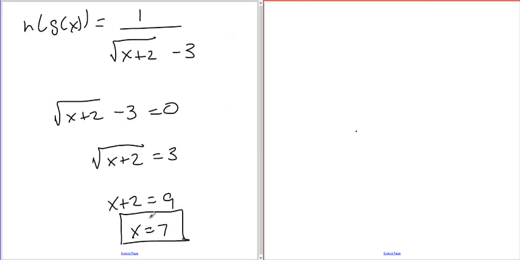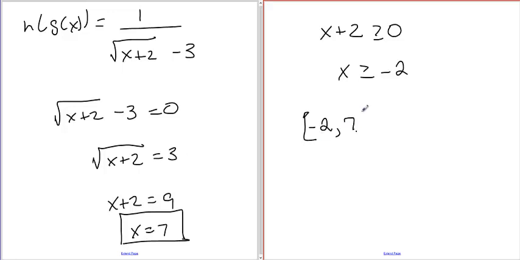Okay, so we said that x cannot equal 7. We also have the requirement that the argument of the square root has to be nonnegative. So x plus 2 has to be greater than or equal to 0, and so x has to be greater than or equal to negative 2. So the way we would take both of these into consideration is that we would start at negative 2. We can include negative 2. And then we would go all numbers until we get to 7, but not including 7. And then we would go from 7 to positive infinity. So that would be the domain.